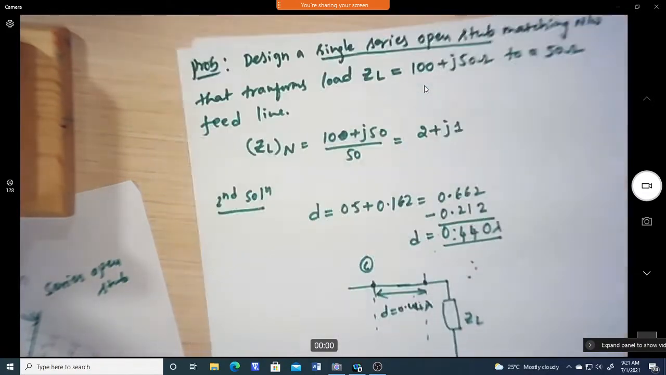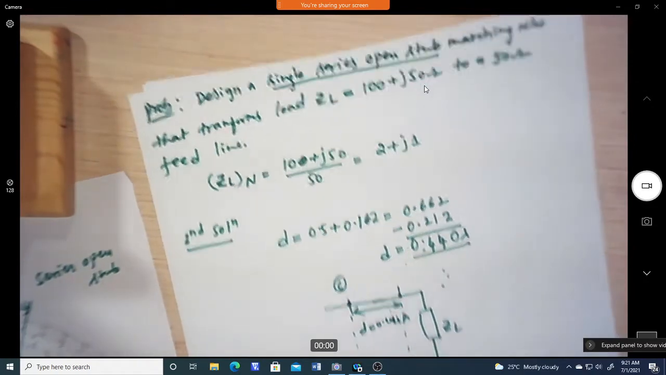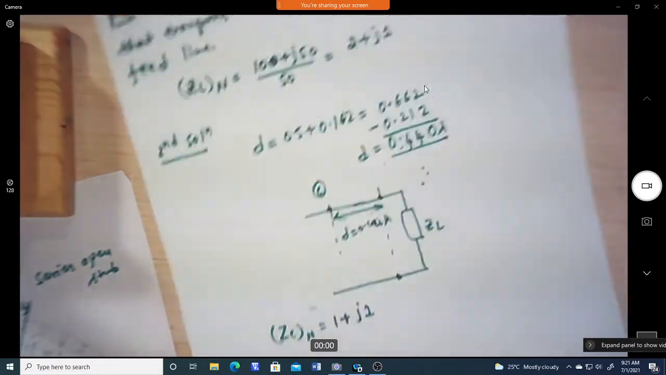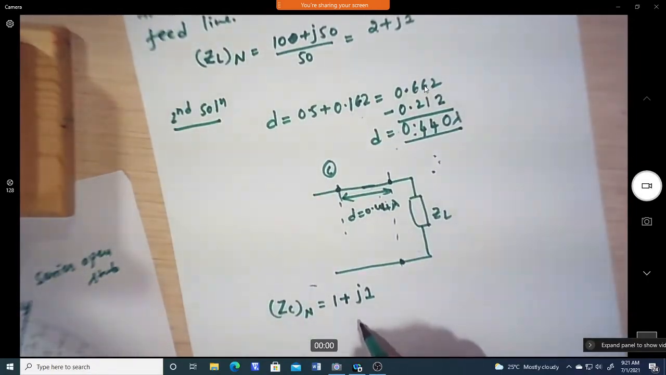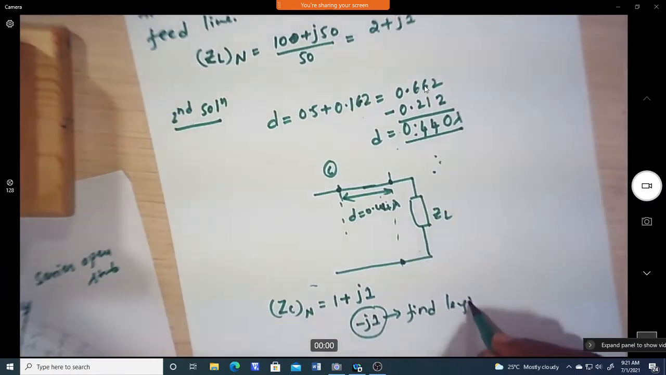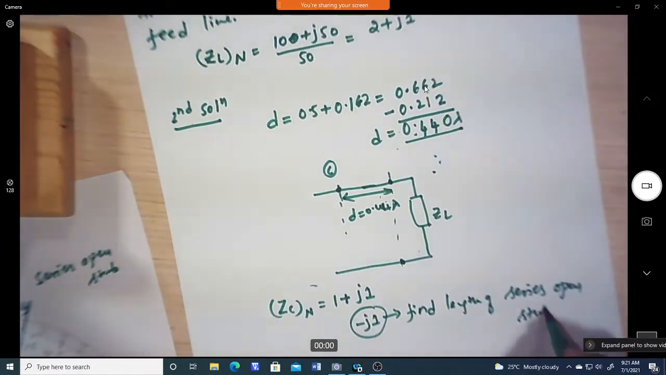Okay, now at point C, the normalized value of impedance is equal to 1 plus J1. So the normalized value of impedance at point C is 1 plus J1. So now we have to find out the stub which is going to nullify the value of this reactance. So we need to find the length of the stub. It is specifically said that it is the length of a series open stub.